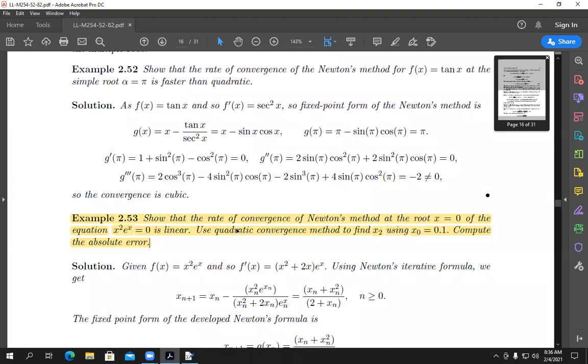So when I mention here, show that the rate of convergence of the Newton method is linear for this alpha, it means it is guaranteed this alpha is the multiple root. Then the second part I say, use the quadratic convergence method to find x2 using x0 equal to 0.1 and compute the absolute error. This type of problem comes in the exam. So Newton method converges linearly. Now he says use the quadratic convergence method. What does the quadratic convergence method mean? What is a quadratic convergence method, please?